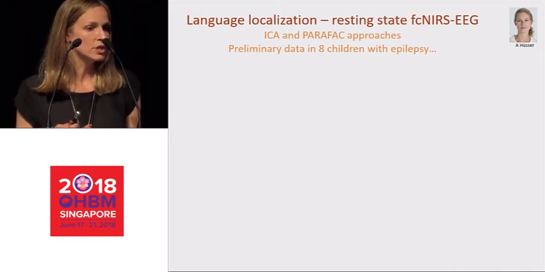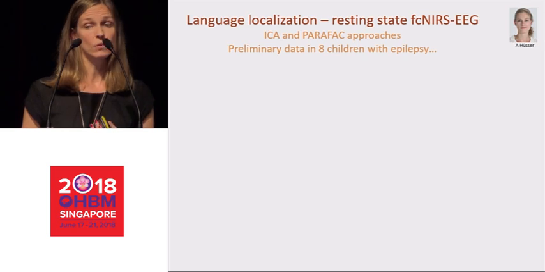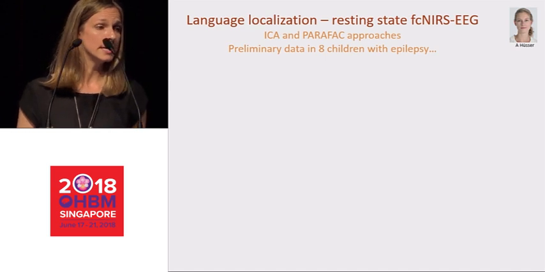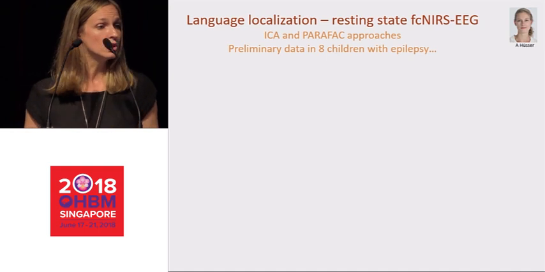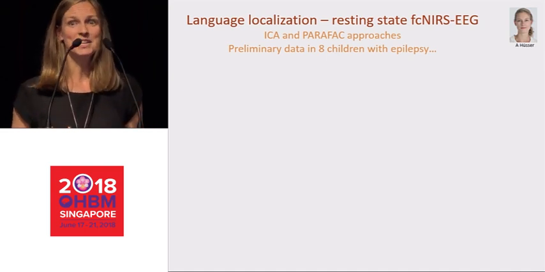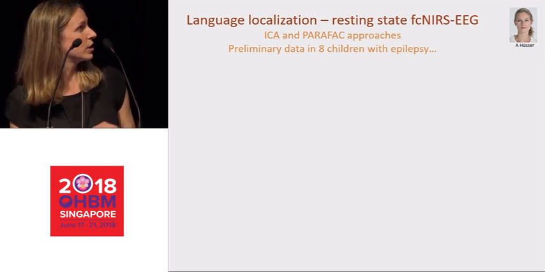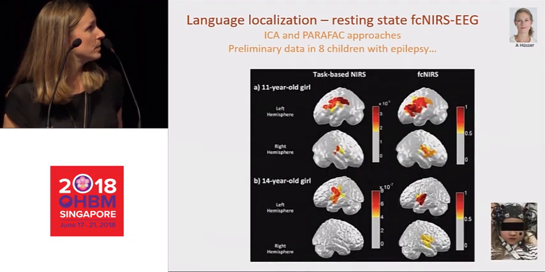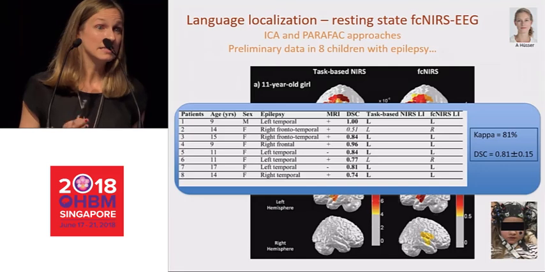So now we want to push this a little further and to see if it's applicable with children with epilepsy. And also we want to use different approaches. So now we use the ICA approach and the PARAFAC approach Pedro introduced before. These are really preliminary data because we just have 8 children with epilepsy so far. This is the work of a PhD student in my lab, Alejandra User. As I said, there are only 8 children, but so far this is promising.